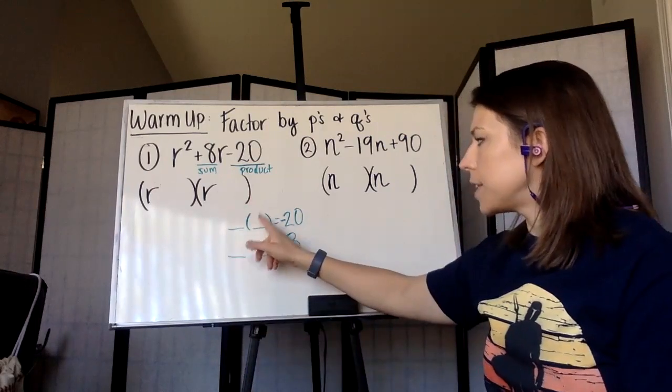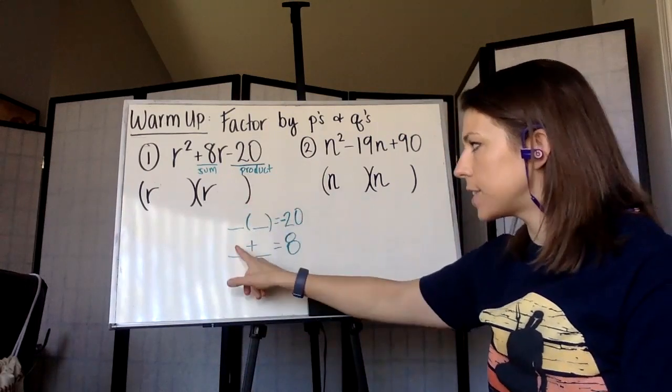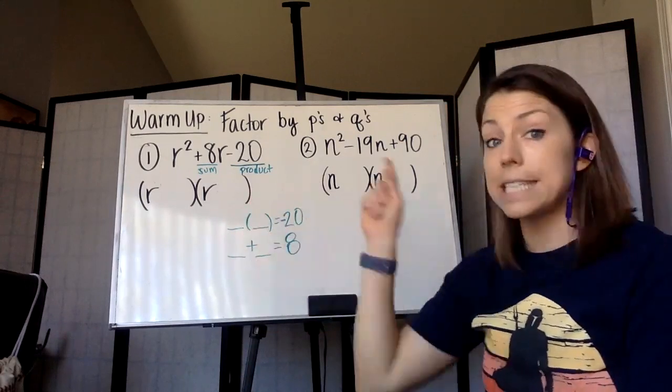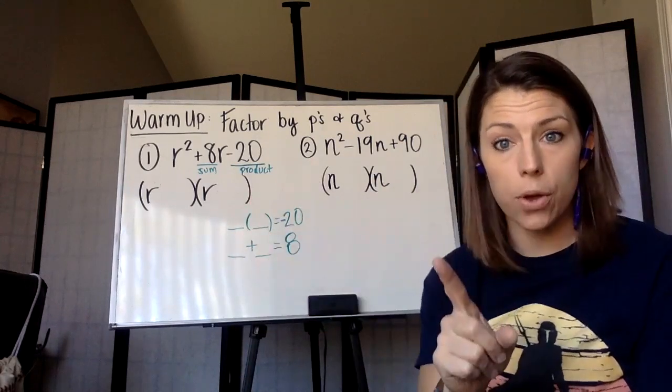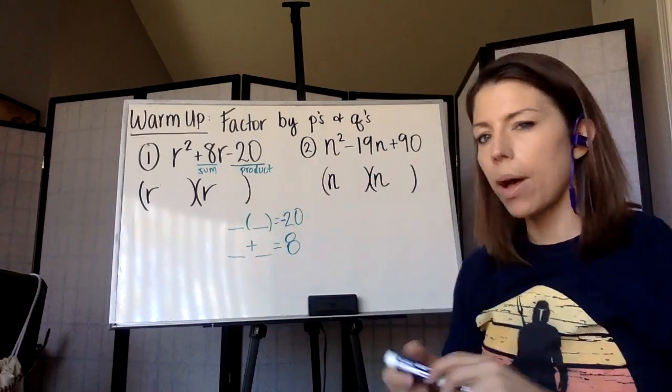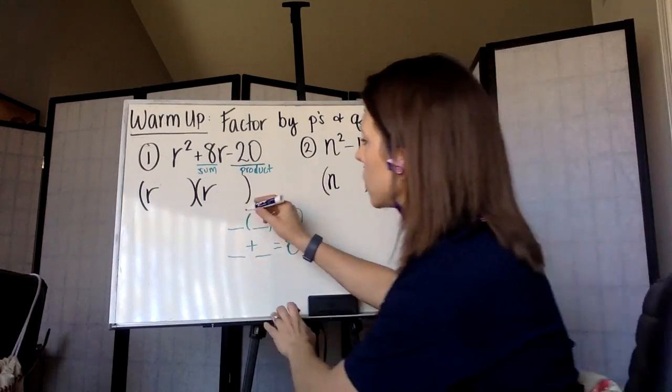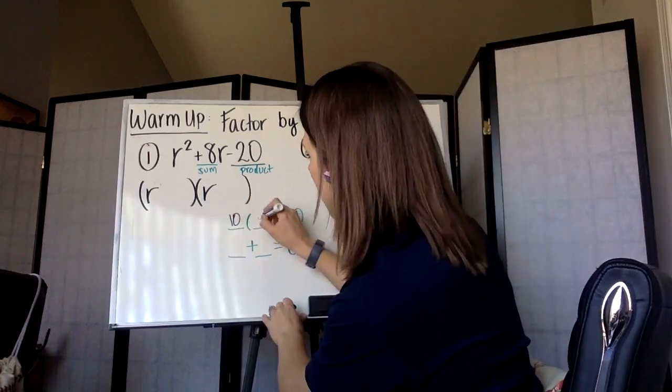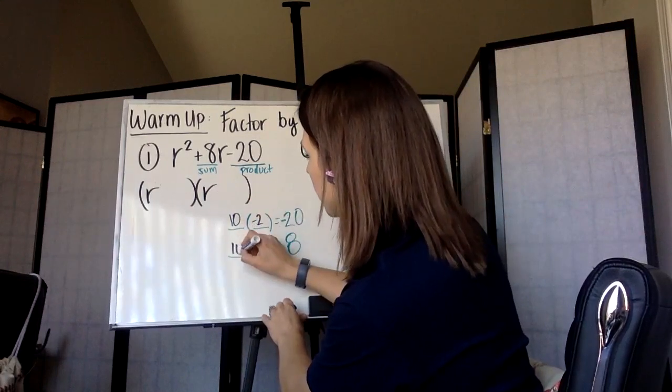Negative 10 times positive 2 is negative 20. Negative 10 plus positive 2 is negative 8. So we're close. How could we make that positive 8? What about 10 and negative 2?